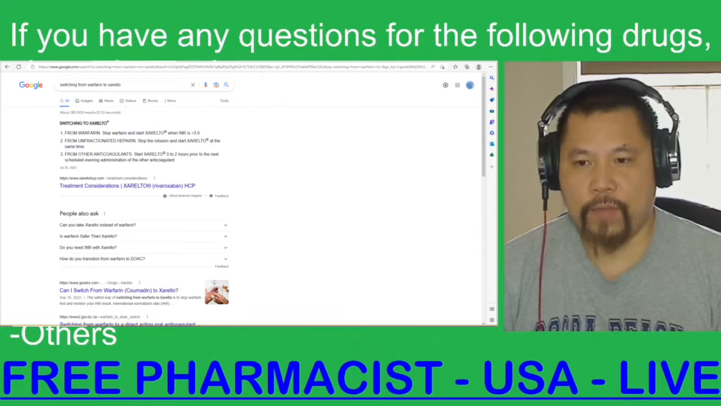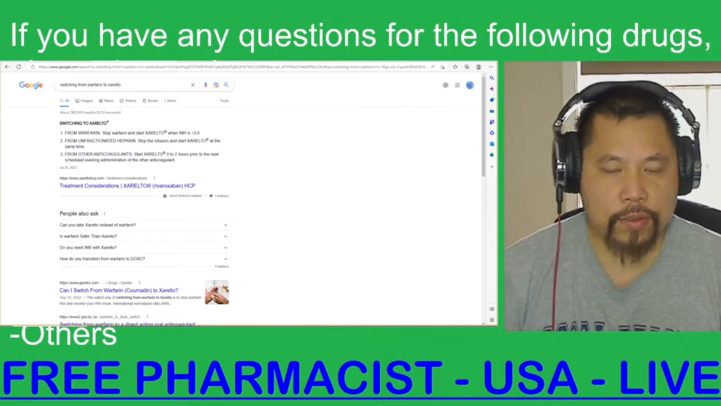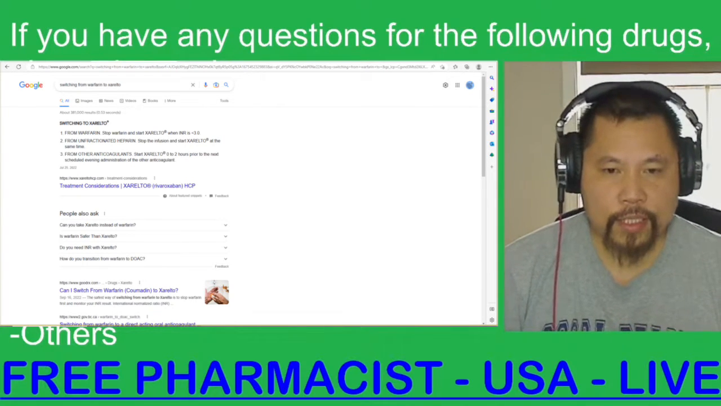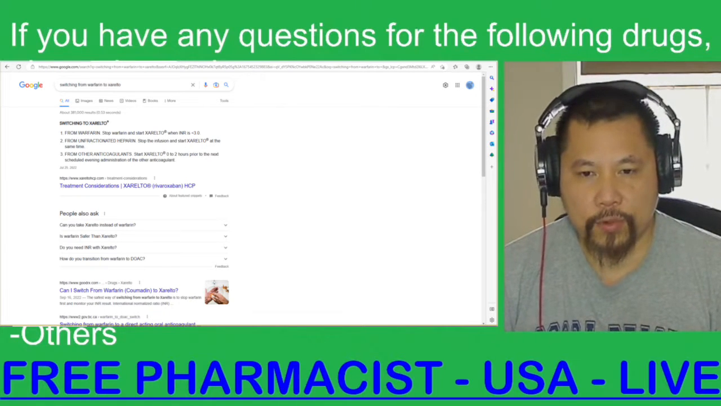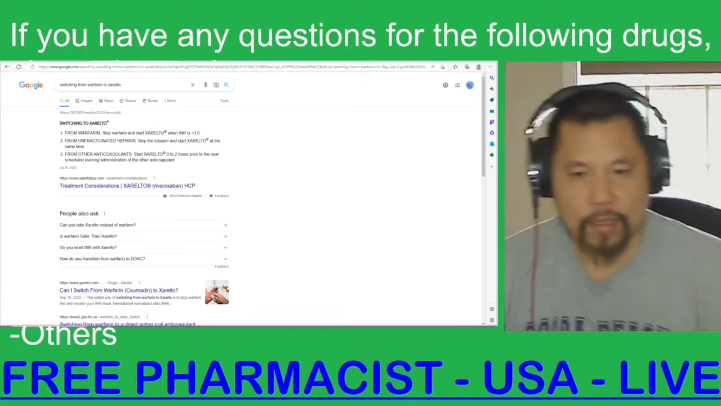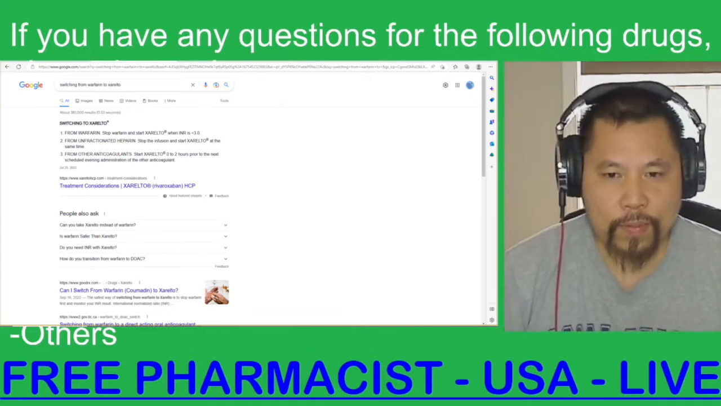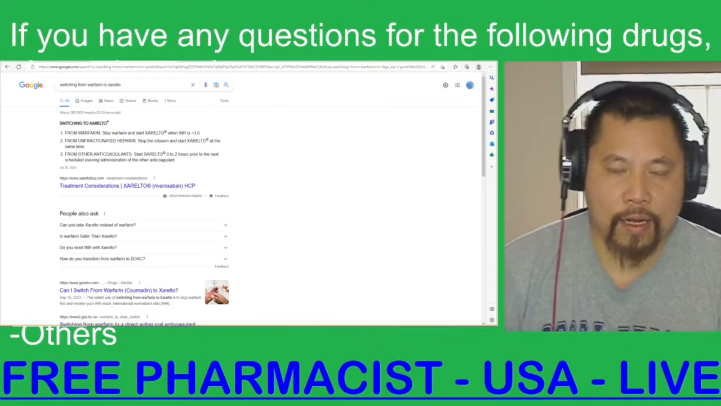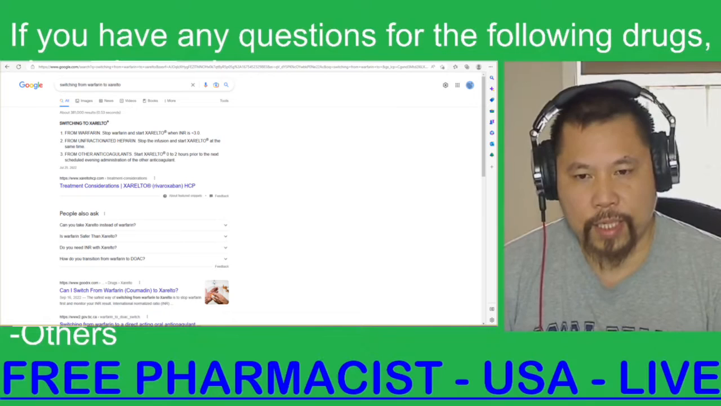For the first few results, there is some information that tells you how to switch to Xarelto from Warfarin. Right here they say from Warfarin, stop Warfarin and start Xarelto when INR is less than 3. You know that for the Eliquis or Pradaxa, when INR is less than 2, but for Xarelto it's less than 3.